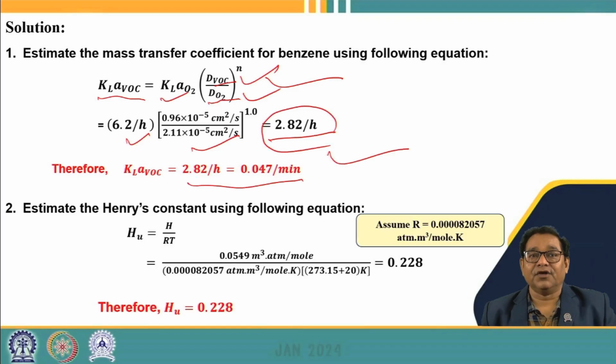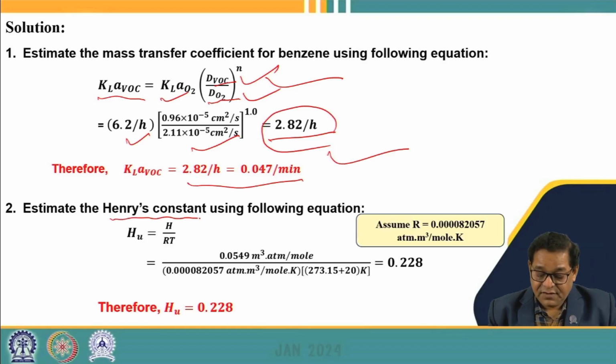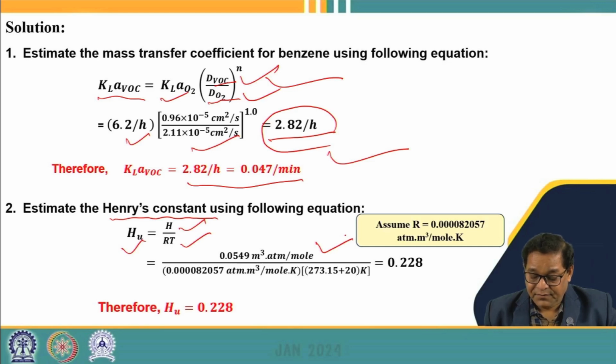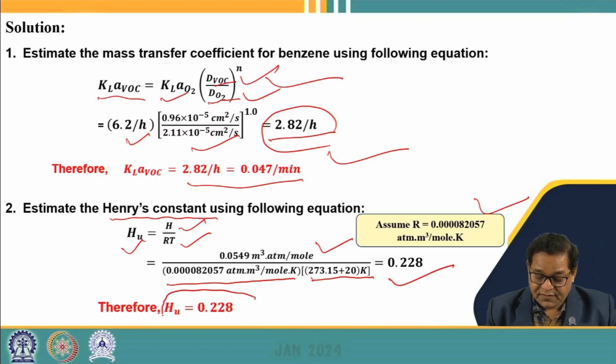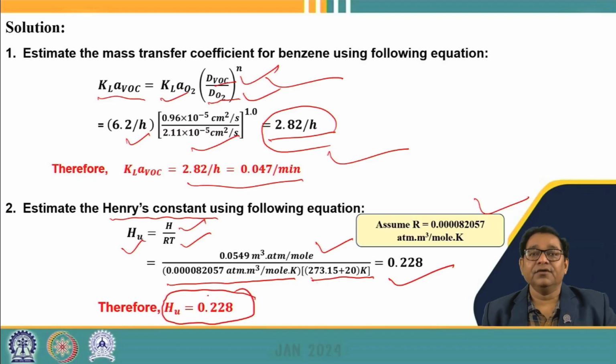Similarly, we have to calculate the unitless Henry's constant, which is equal to H divided by RT. The H value is already given, and the R value is basically the gas constant at standard temperature and pressure. The temperature is 20 degrees centigrade, so this is 273.15 plus 20, which gets converted into Kelvin. By putting in these values, we find the unitless Henry's constant equal to 0.228.